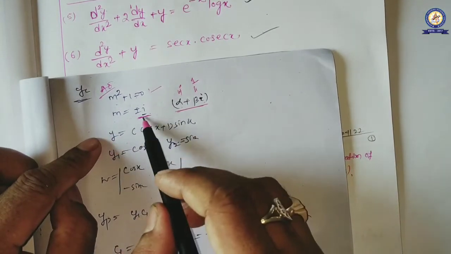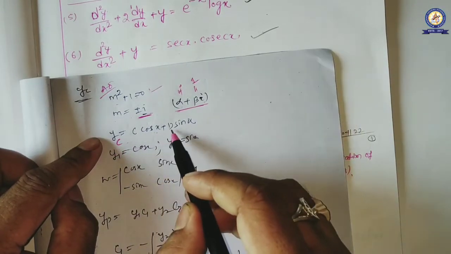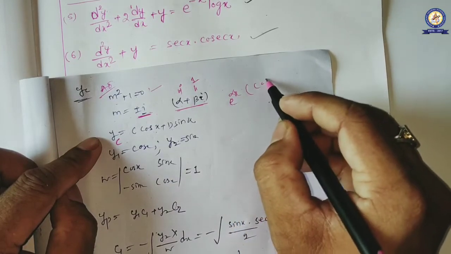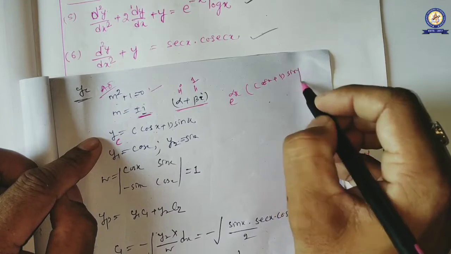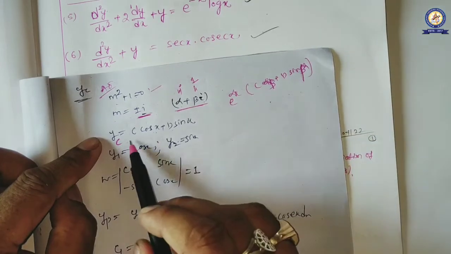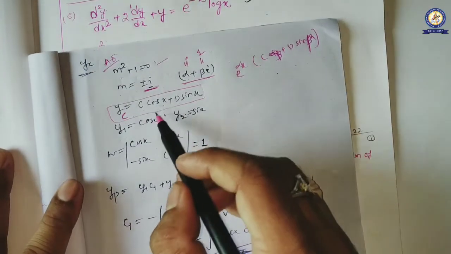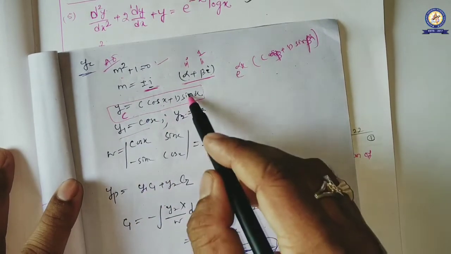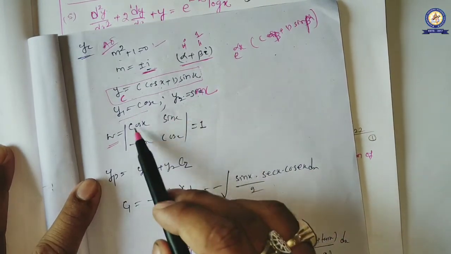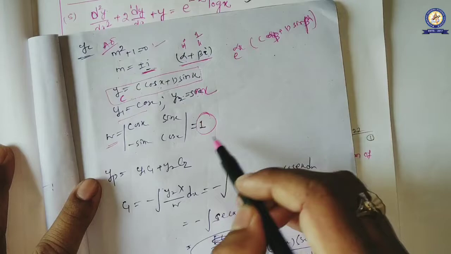So hence, with imaginary roots, yc will be c cos x plus d sin x, because in general this is e to the power alpha x times c cos beta x plus d sin beta x. Here the beta value is 1 and the alpha value is 0. So obviously c cos x plus d sin x is our complementary function, right? So y1 is cos x, y2 is sin x. Okay, so the Wronskian will be cos x, sin x, y1 y2, and derivatives: minus sin x, cos x, and the Wronskian will be 1.